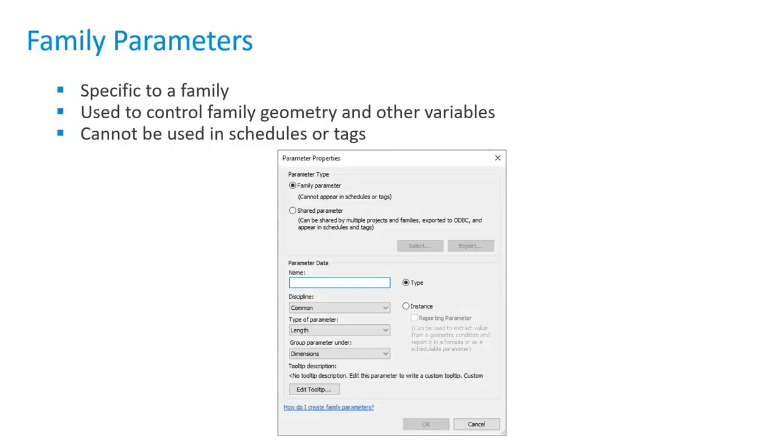in schedules or tags. But when you're creating a family, you will typically create several parameters in order to control the geometry and then to add the other variables that you'll need in the family. And so not every single one of those needs to be scheduled and tagged. And so family parameters are still extremely useful when you are developing families.